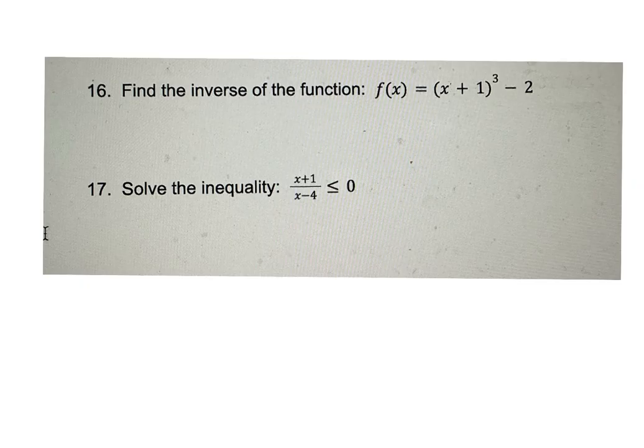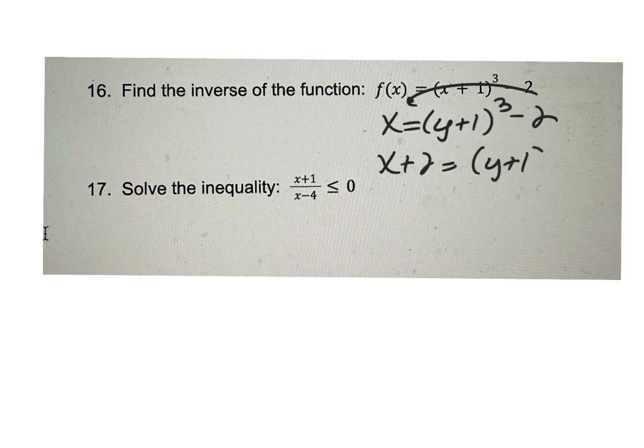Last slide, find the inverse of this function. When you find the inverse, you switch the x's and y's, and then get the y by itself. So move the 2 over, it's x plus 2. That leaves this. You've got to get rid of the cube, which means you're going to take the cube root of both sides.